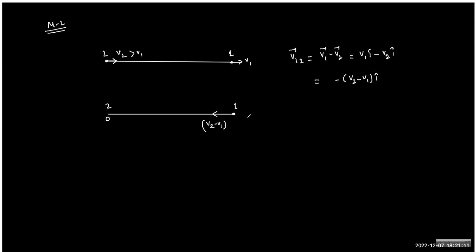So 1 is approaching 2 with what speed? v2 minus v1. And how much distance does it have to travel? D only. So time will be distance upon speed, that's it, because 2 is at rest. If you ask 2 when 1 will meet you, it will tell you, okay, it will meet me after d upon v2 minus v1. I hope this is simple.